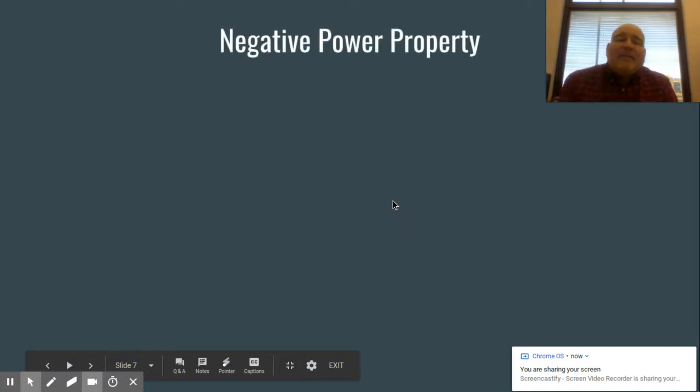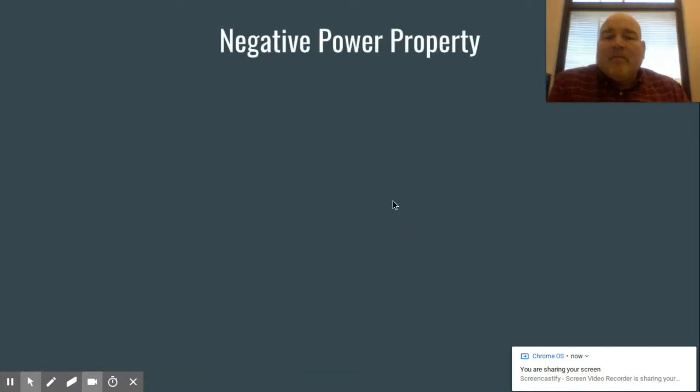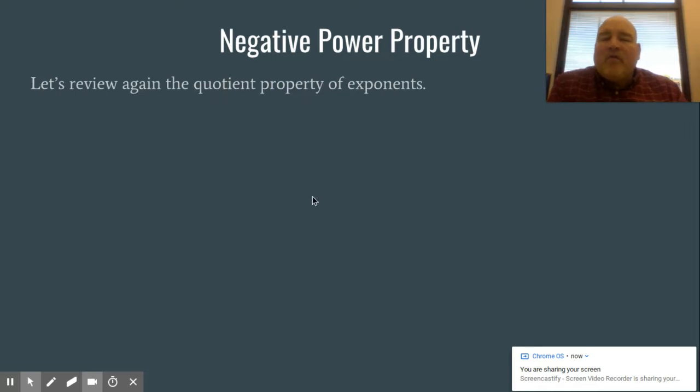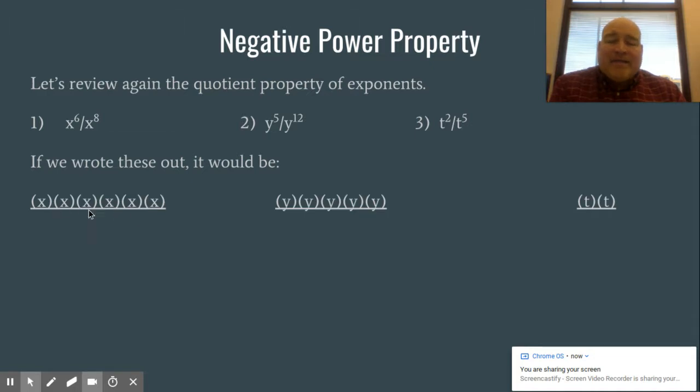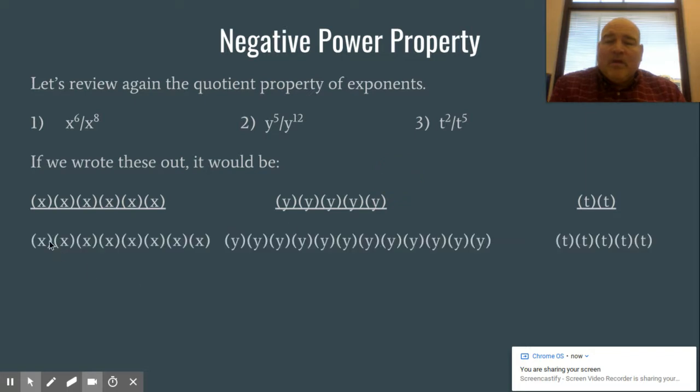Next, let's talk about something known as the negative power property. So again, let's review the quotient property of exponents. X to the 6th divided by x to the 8th, y to the 5th divided by y to the 12th, t squared divided by t to the 5th. So if we wrote these out, we'd be looking at x to the 6th, y to the 5th, t squared, x to the 8th on bottom. Notice there's 8 factors of x here, 12 factors of y, 5 factors of t. By subtracting these, we get the following.